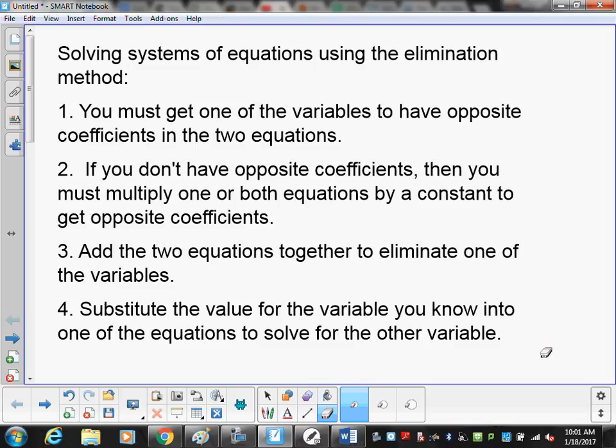Okay? And so one of your variables has to have opposite coefficients for you to be able to use the process of elimination. Step 2, if you don't have the opposite coefficients, then you must multiply one or both equations by a constant to get opposite coefficients. And we'll talk about that here in the second example. And once you do have opposite coefficients, then step 3 comes into play. You add the two equations together to eliminate one of the variables. And the variable you will eliminate is the one that has the opposite coefficient. And so, last thing, you just substitute back in to get the other variable. So, here we go. First problem.